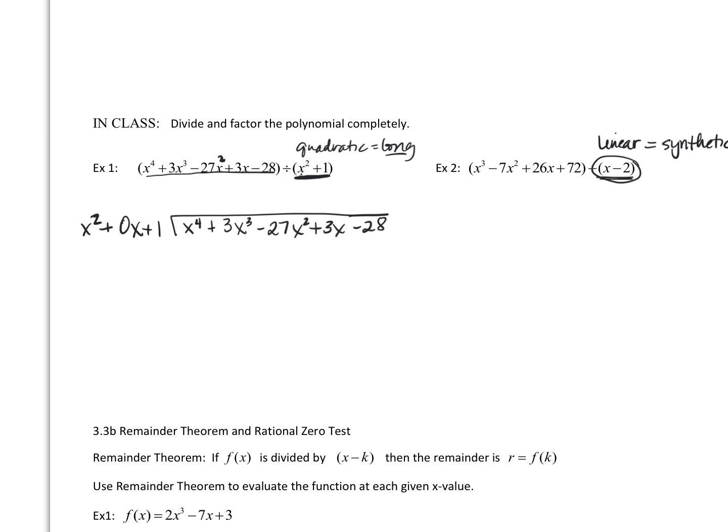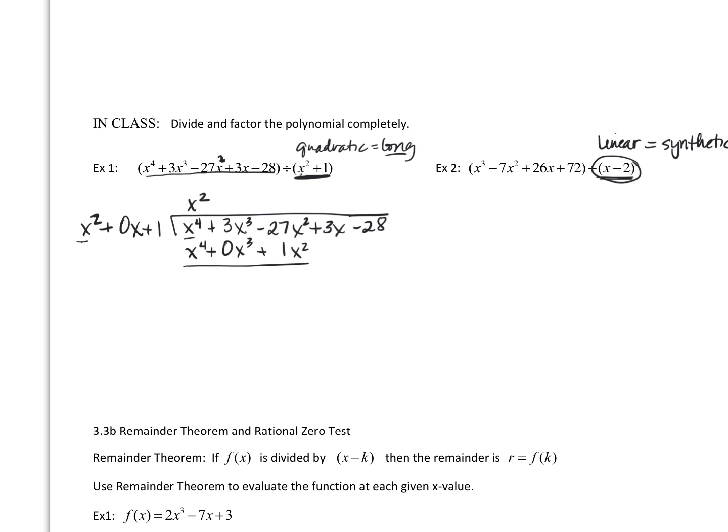So you look at this first term, x to the 4th, and you ask yourself, what do I need to multiply x squared by to get x to the 4th? X squared. So I'm going to put x squared right up here, set it right on top. And then I'm going to distribute x squared to every term on the outside, the divisor. So x squared times x squared gives me x to the 4th. X squared times 0x is 0x to the 3rd. And then plus 1x squared.